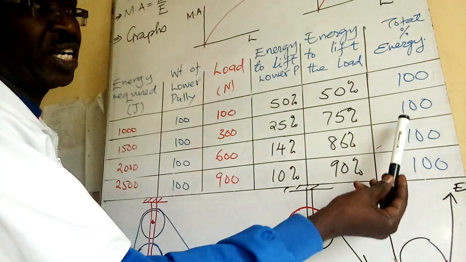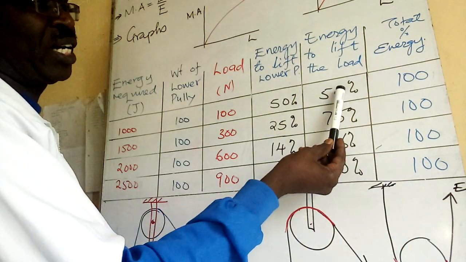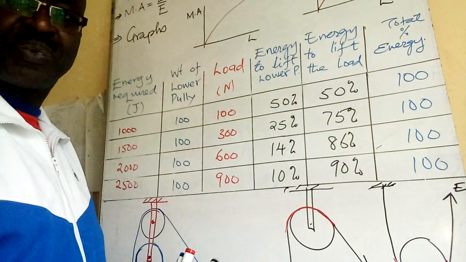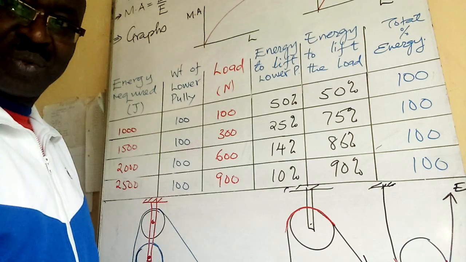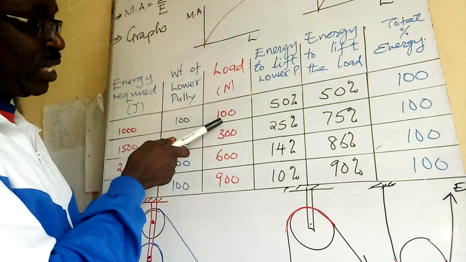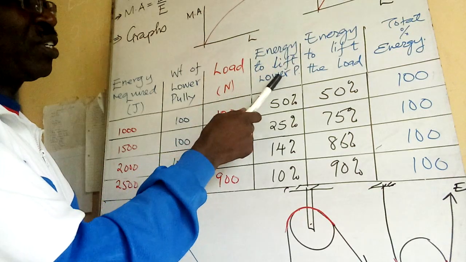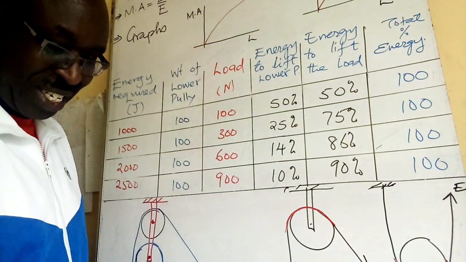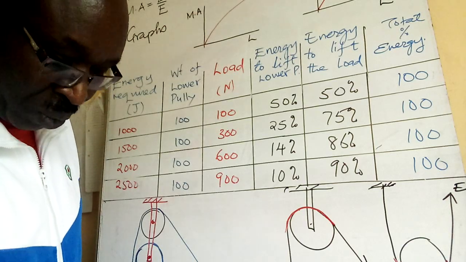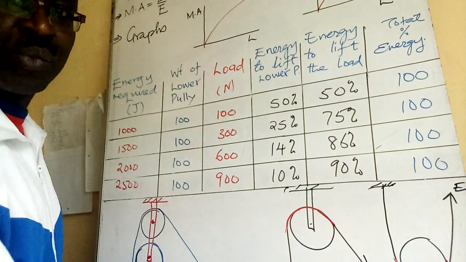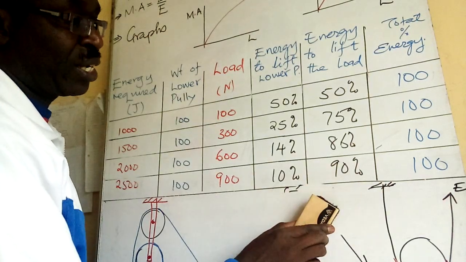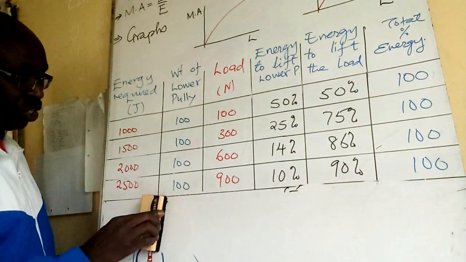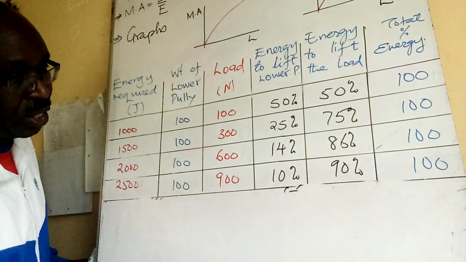Again, you can see the trend. Once I get this, I can get this. Once I get this, I can get that, and vice versa. So you can see, it's very important to know that as the load increases, the energy to lift the lower pulley decreases. Okay, it decreases. Now, what else do I want you to know? I'm going to wrap this, and then we do a few counter-checking questions here. Okay?